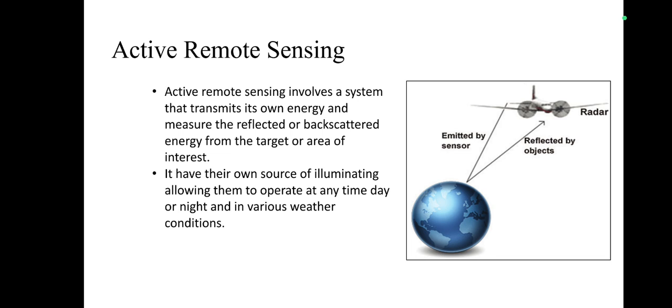Just the satellite passes the light to the Earth's surface so that the photograph is captured by the satellite. It's a simple and easy method of capturing the information. So it has its own source of illuminating the data, and it can even work day or night and in any other various weather conditions.